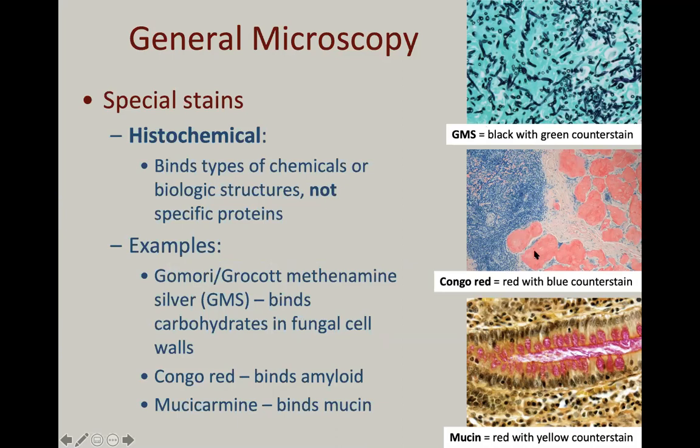Congo red binds amyloid, any kind of amyloid protein, whether it be calcitonin in medullary carcinoma, whether it be kappa lambda light chains. So Congo red here, see, binds the amyloids red, and there's a blue counterstain. And then, for example, mucicarmine binds all your mucopolysaccharides, your mucin's red with a yellow counterstain.